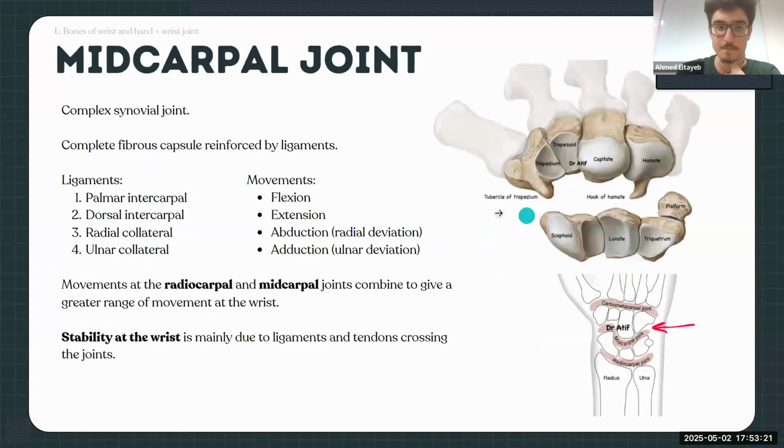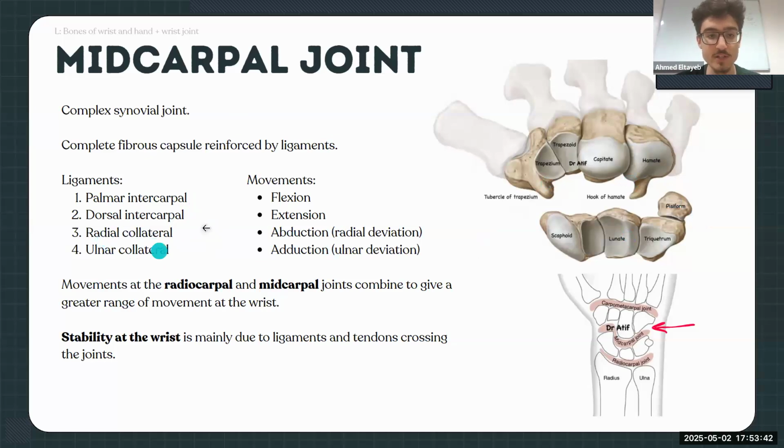So let's talk about each. In the midcarpal joint, which we mentioned before that it partakes in flexion of the wrist, you don't really need to know all this. It's not really focused on in the lecture, but it's mentioned. Just keep it in the back of your mind. So it makes sense.